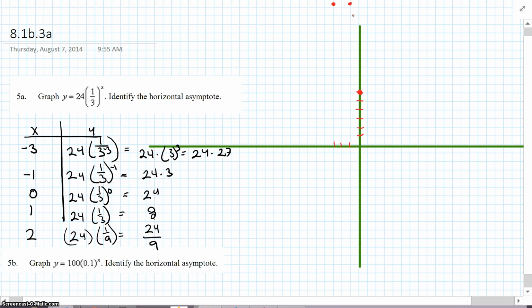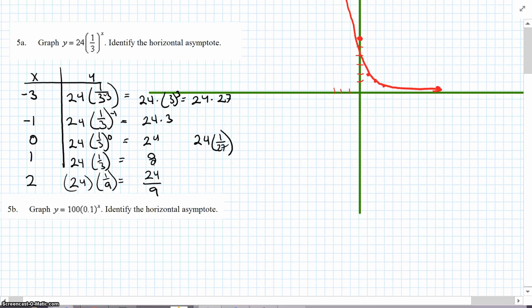Okay, so when x equals 1, y equaled 8. When x equals 2, y equals 24/9, which would be 2 and some change. And let's do when x equals 3. Okay, that's going to be 24 times 1/27, so that's going to be a little bit less than 1. And so on and so forth. So we're going to look at something like this. It's going to go on forever to the left, and it's going to curve. And my asymptote is 0.